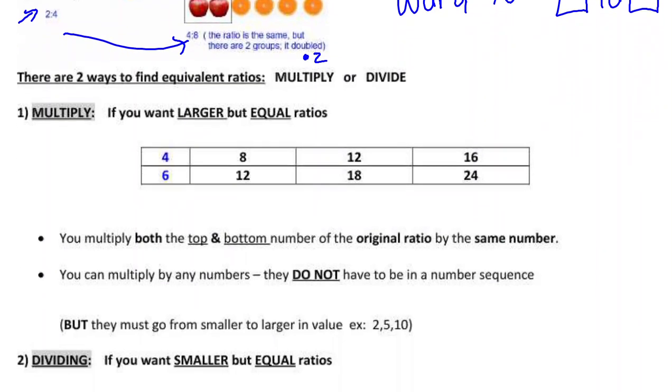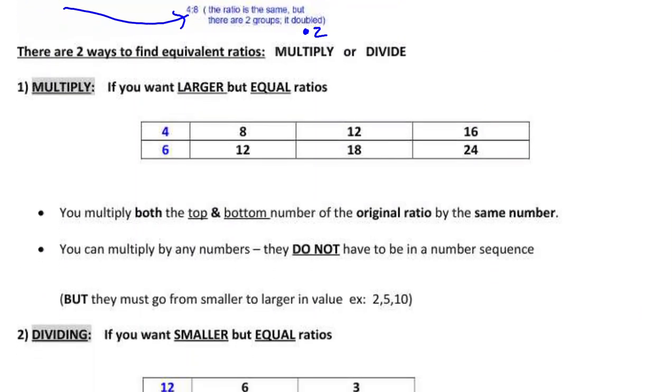So there's 2 ways that you can find equivalent ratios, either by multiplying or dividing. You multiply if you want to have larger but equal ratios. So you're going to start with the fraction that they gave you, or you can simplify that fraction. If you simplify the fraction 4/6, you can divide it by 2, and that will equal 2/3. So you can start with the original, or you can simplify, depending on the situation that you have. I'll show you both ways.